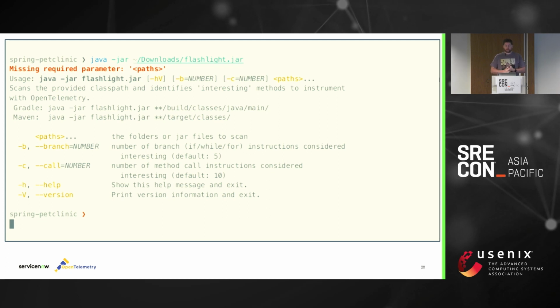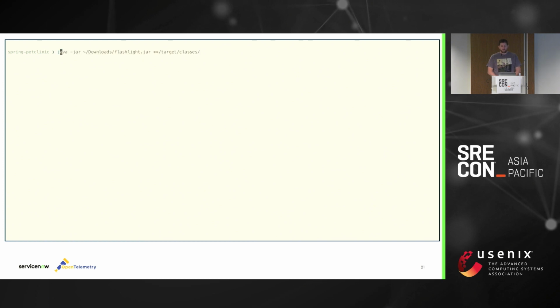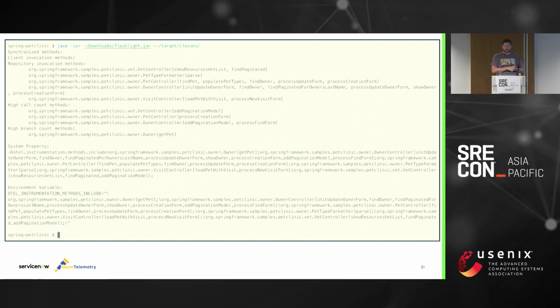We'll discuss a few of these later, but for now, notice the output guidance on how to run with Maven and Gradle projects. As we saw, Pet Clinic is a Maven project, so this is the command we want to run. Running it again, with the target class directory added, Flashlight scanned all of the compiled class files and identified some candidates for instrumentation.